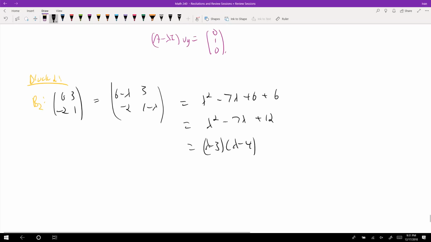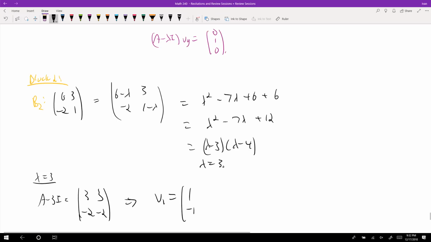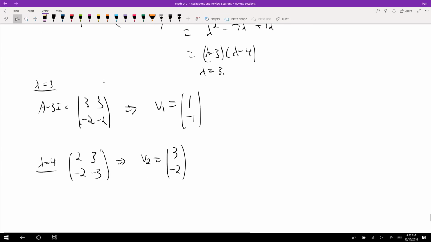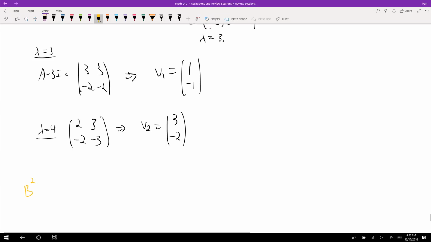So at least this one's doable. So lambda equals 3, you get A minus 3I, which is 3, 3, negative 2, negative 2. So we choose V1 as 1, negative 1. And then lambda equals 4, we get 2, 3, negative 2, negative 3, which then V2, let's say it's 3, negative 2. Okay, so that means B2 to the 40th is equal to 1, negative 1, 3, negative 2 times 3, 4.